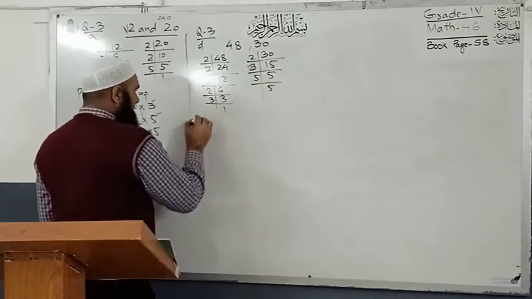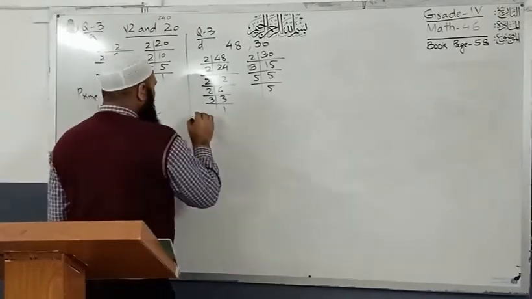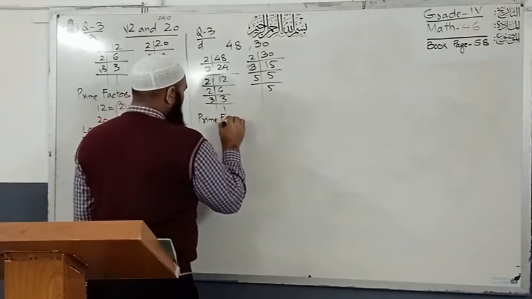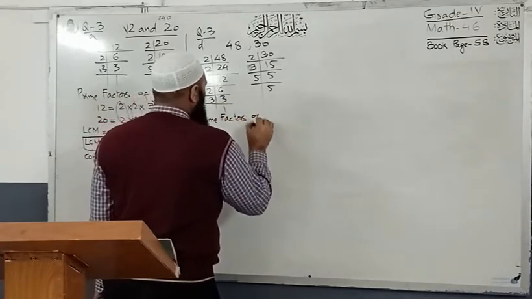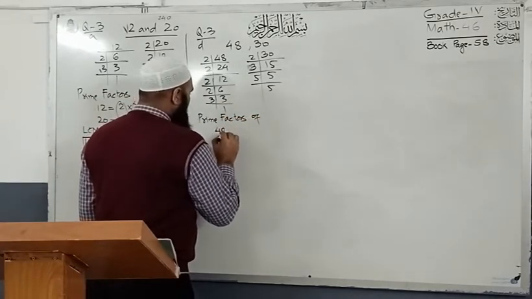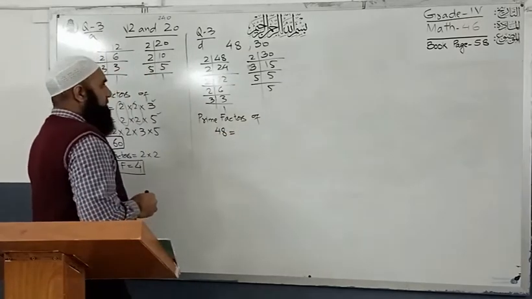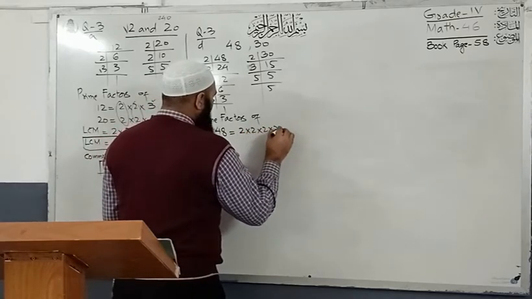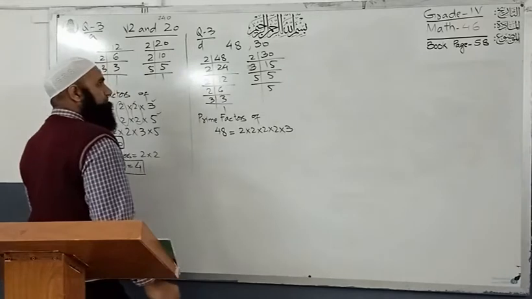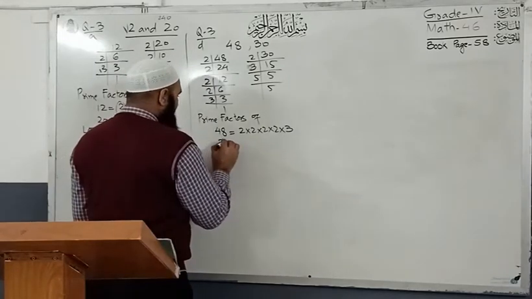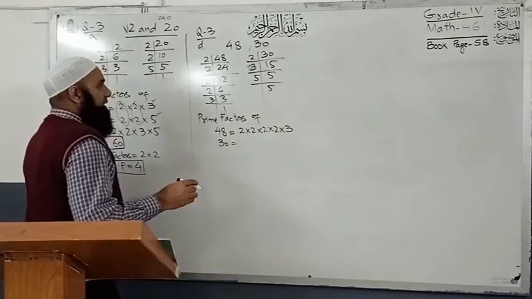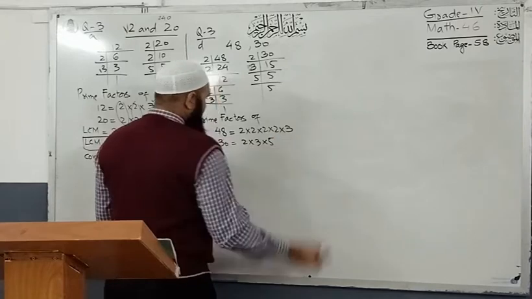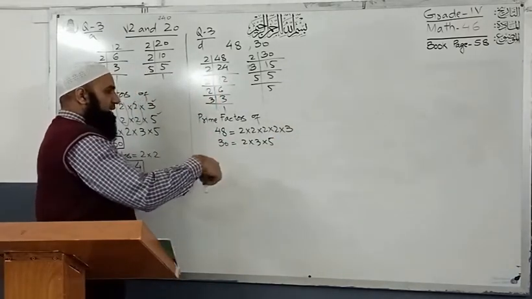Now write the prime factors. Prime factors of 48 are 2 multiplied 2 multiplied 2 multiplied 2 multiplied 3. And prime factors of 30 are 2 multiplied 3 multiplied 5. For LCM, we make the pairs.